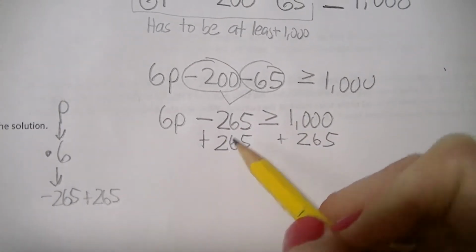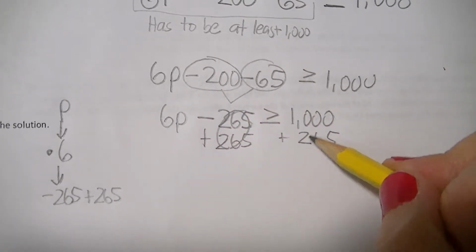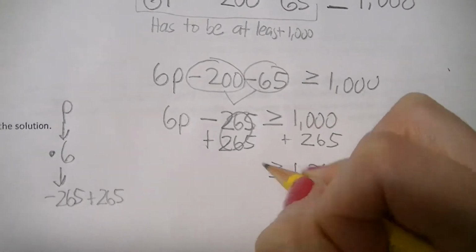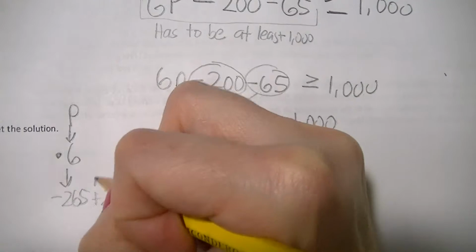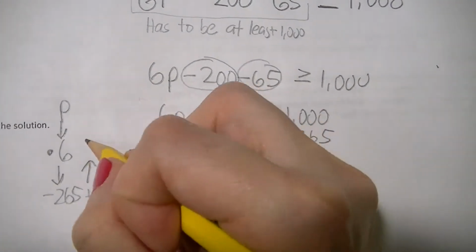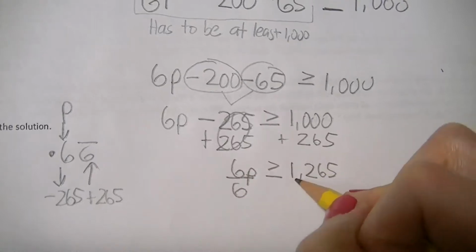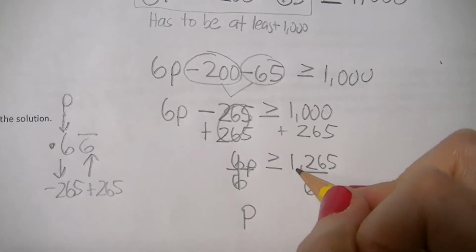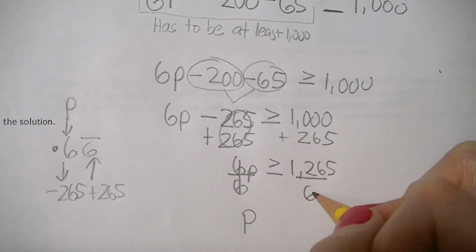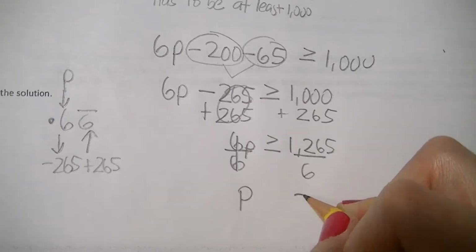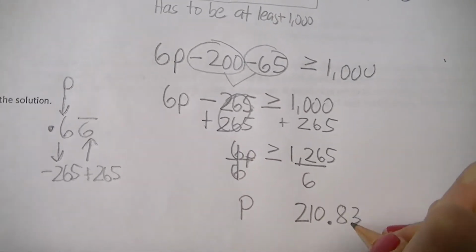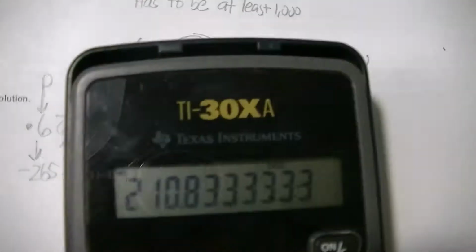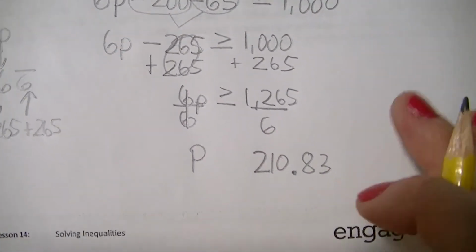Negative 265 plus 265 is 0. 1,000 plus 265 is 1,265. Bring down your inequality and your 6 times P. Now go back up. The inverse operation of multiplying by 6 is dividing by 6, so that's what you'll do to both sides. 6 divided by 6 is 1, and 1 times P is P. And 1,265 divided by 6, you'll probably get a decimal. Let me double check. Yeah, I just rounded it to the nearest hundredth.